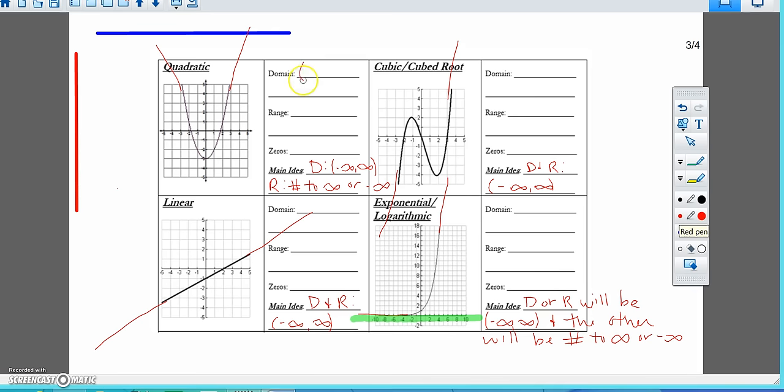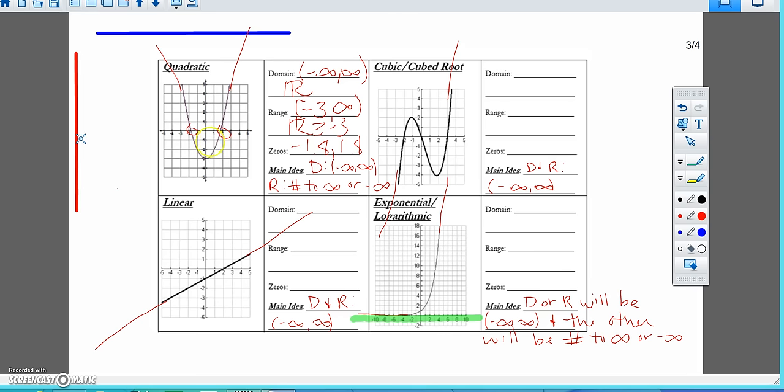So again, domain was negative infinity to infinity, or all real numbers. And my range was -3 to infinity, or all real numbers greater than or equal to -3. And so it's touching there and there for the x-axis, so I would say that's about -1.8 and 1.8. So the main idea is the domain's negative infinity to infinity, and range is a number to infinity or negative infinity, depending if it's pointing up or pointing down.